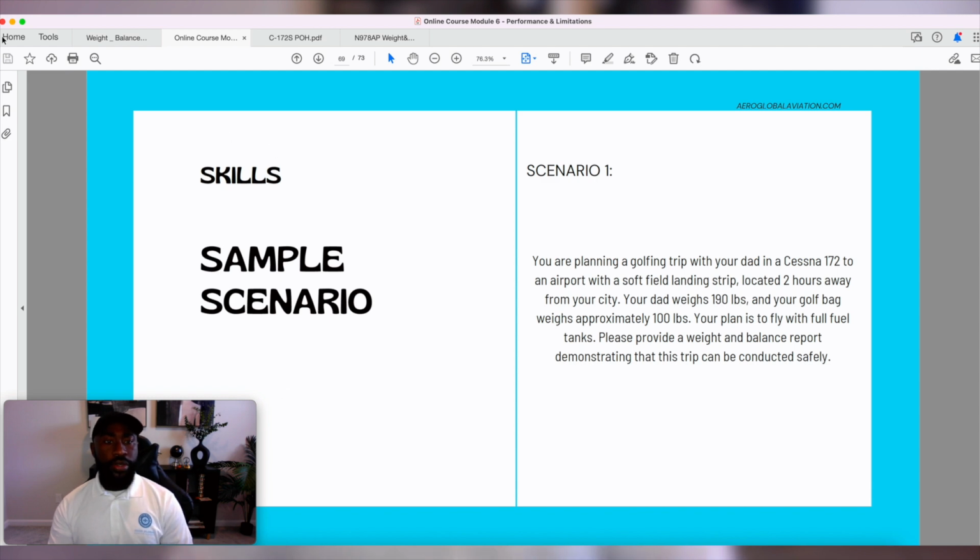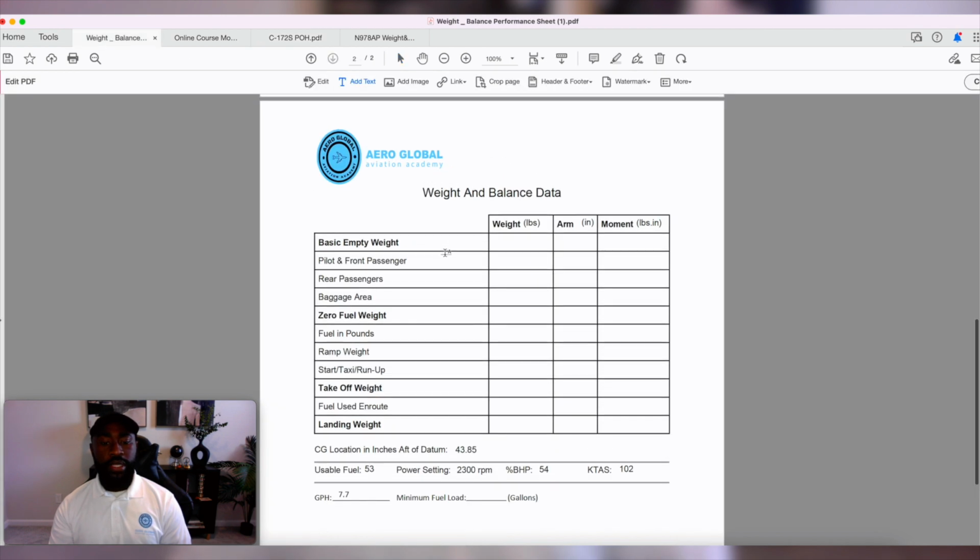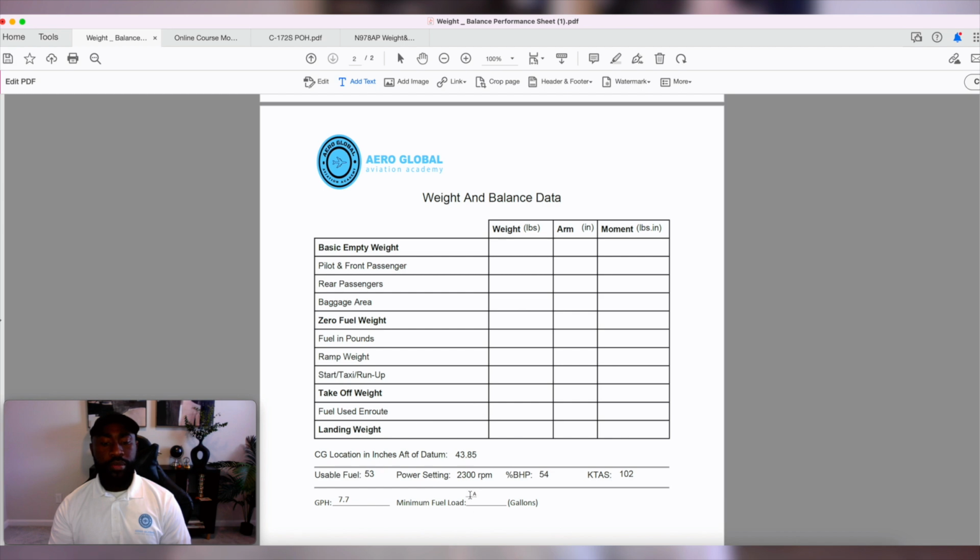For this scenario, I'm going to be using the POH of a Cessna 172, and I'm also going to be using a weight and balance data sheet like what we have here. We use this at Aero Global Aviation to calculate the weight and balance problems. Depending on where you're doing your training, your flight school probably has something similar you can use, and I suggest you grab a copy of this.